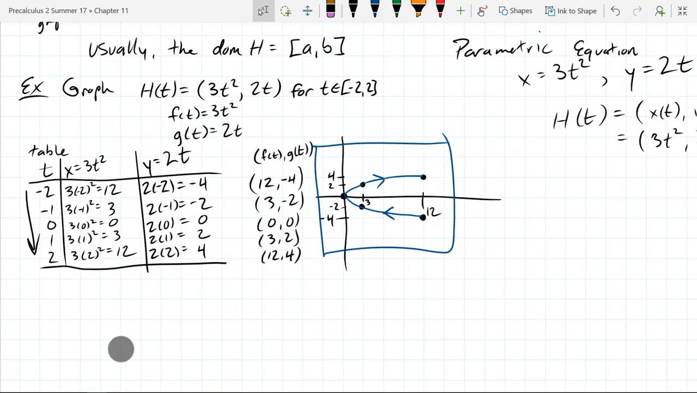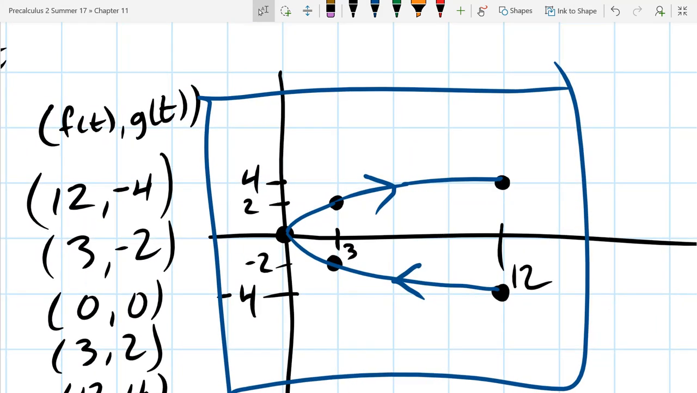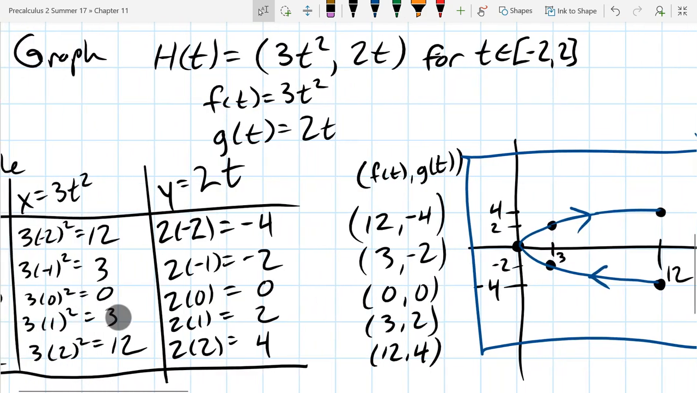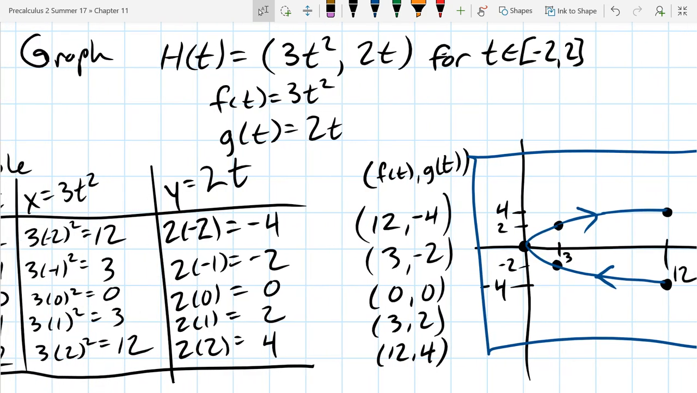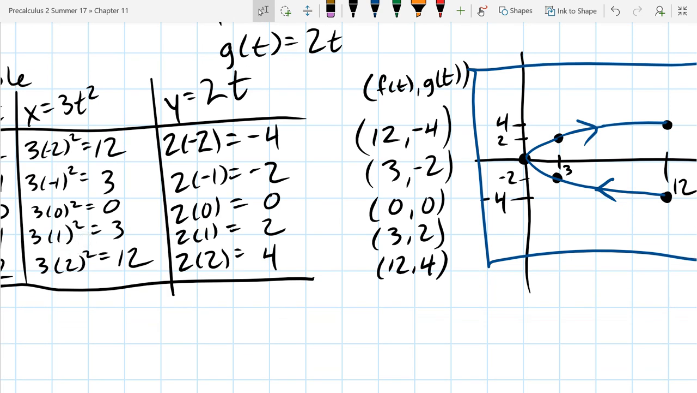Now, one last thing before we go on to the next problem. The arrows on the graph are important. When I'm grading, I usually count one point for drawing the correct arrows, and it's called orientation. So there are two ways to orient a curve. By drawing arrows on, you're picking one of those two ways. So if you're graphing parametric equations, make sure that the arrows are on your graph so I know which way the curve should be oriented.